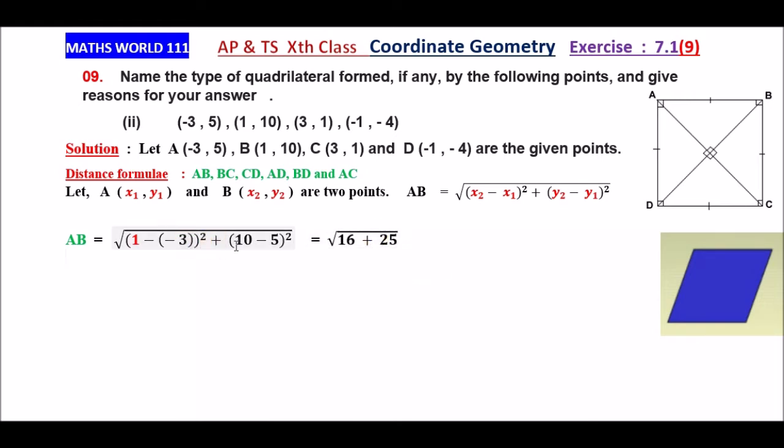How did we get 16 plus 25? 16 plus 25 is nothing but 41. That is root 41. We got AB, so AB is completed. Now BC.